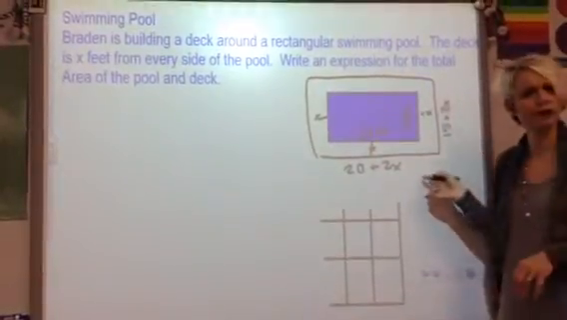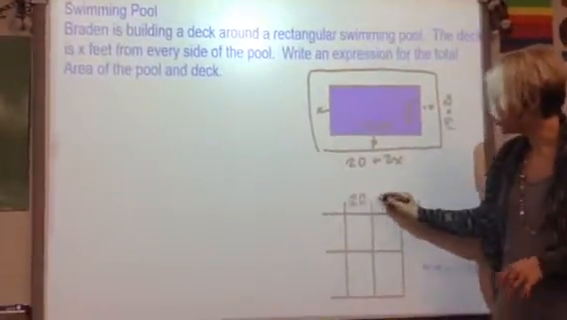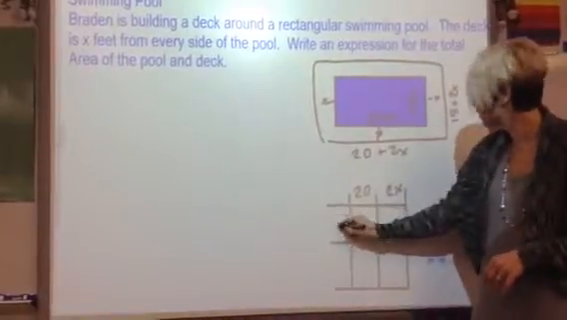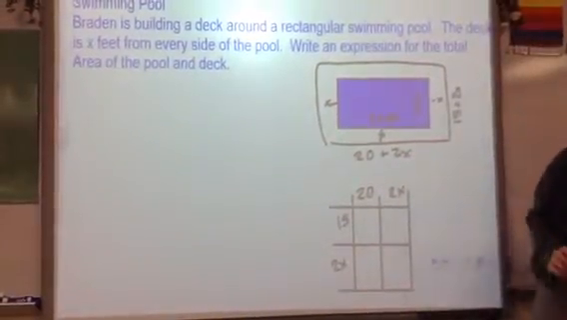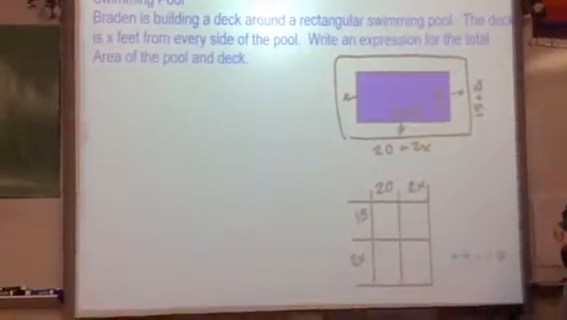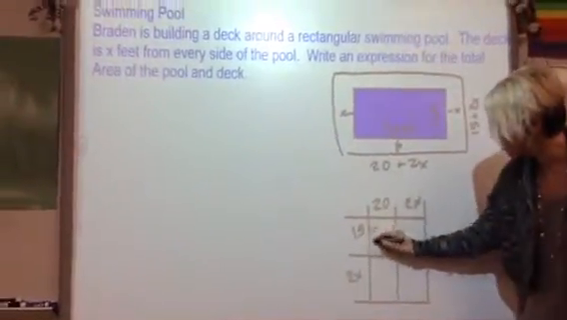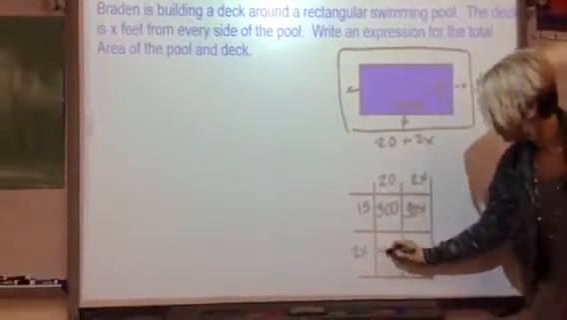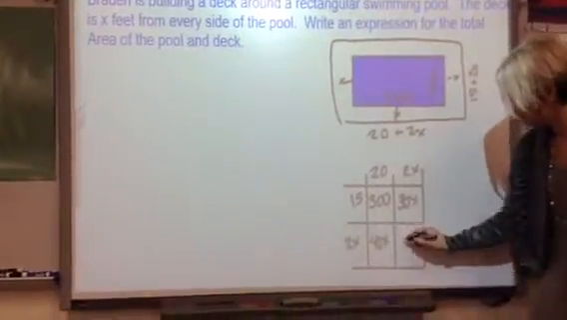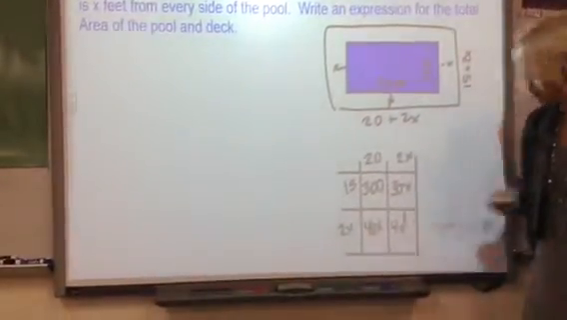So now I can use FOIL or boxes. I'm going to go ahead and just use boxes this time. There's 20 plus 2x. There's 15 plus 2x. And we're going to use multiplication here. So we get 20 times 15, which is 300. This would be 30x. This would be 40x. And this would be 2x times 2x, which is 4x to the second.